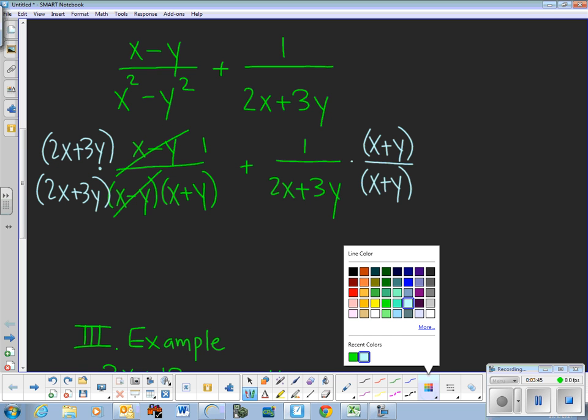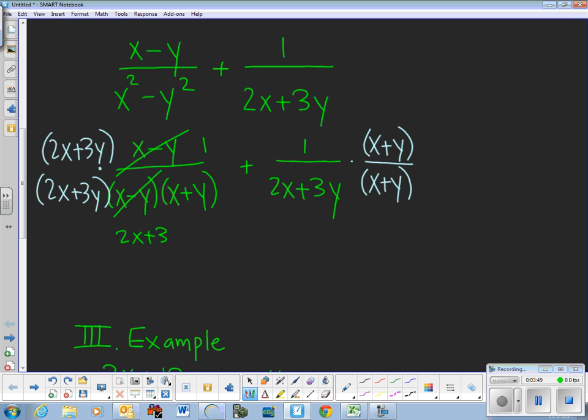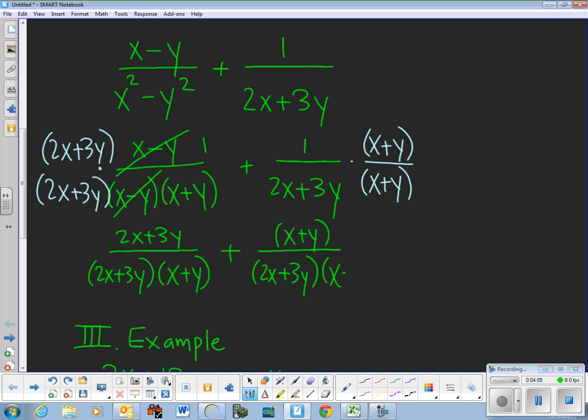All right, so now we're going to get 2 new fractions. This one is 2x plus 3y over 2x plus 3y times x plus y. And my second one is x plus y over the same common denominator. And now I'm ready to add them. And it's not going to get a whole lot simpler. My common denominator is going to be the denominator of my answer.